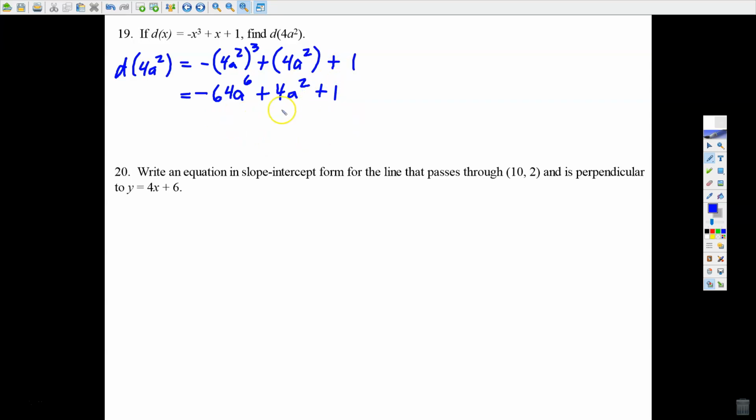If we did have like terms, we would combine them, but none of these terms are alike. They don't have the same variable and the same exponent. So this ends up being my final answer for number 19.